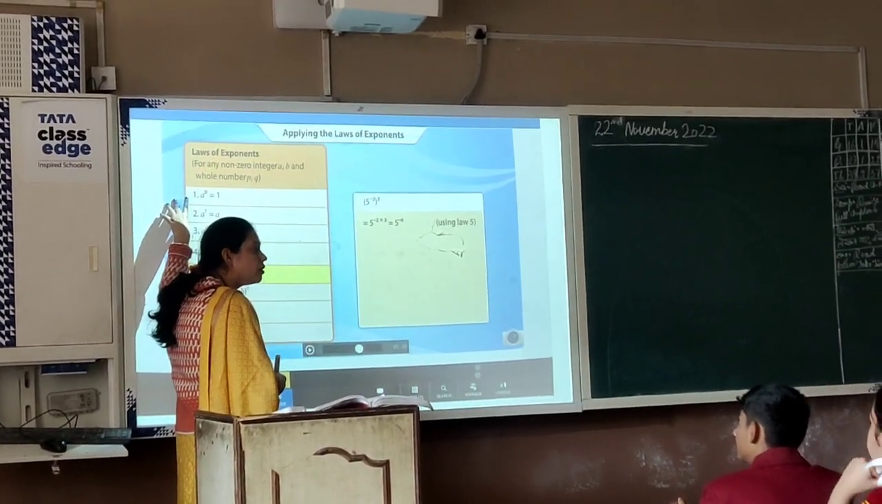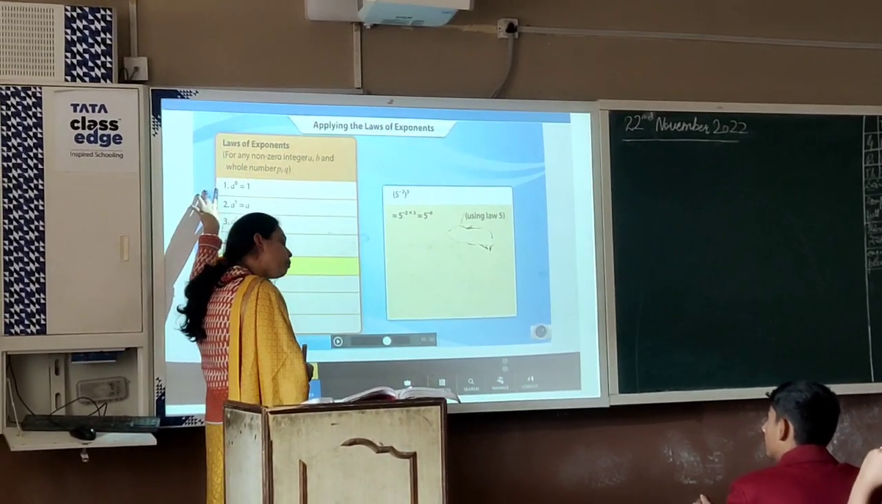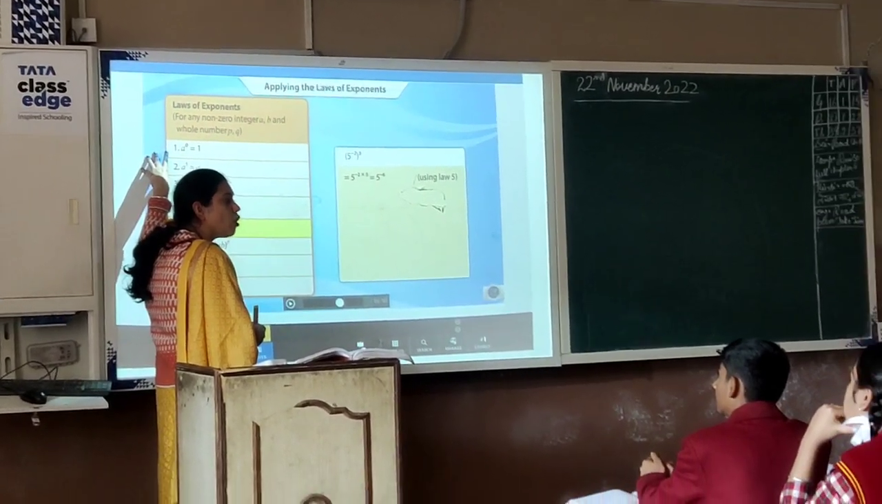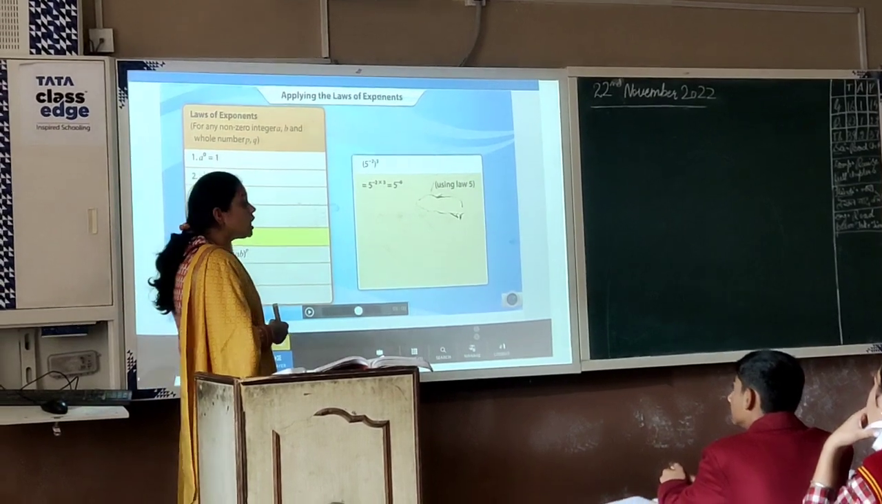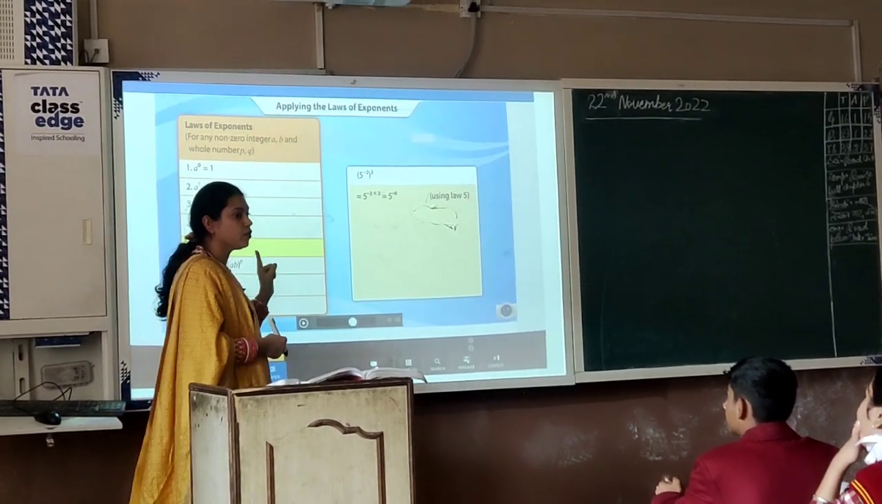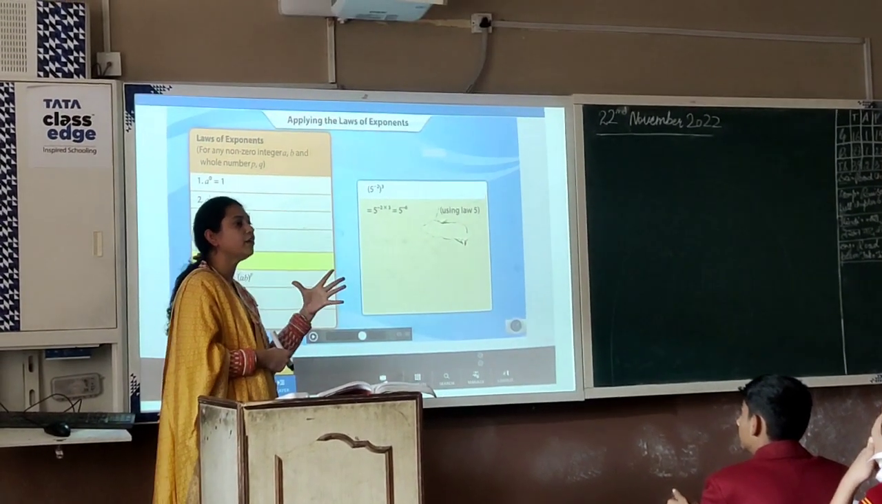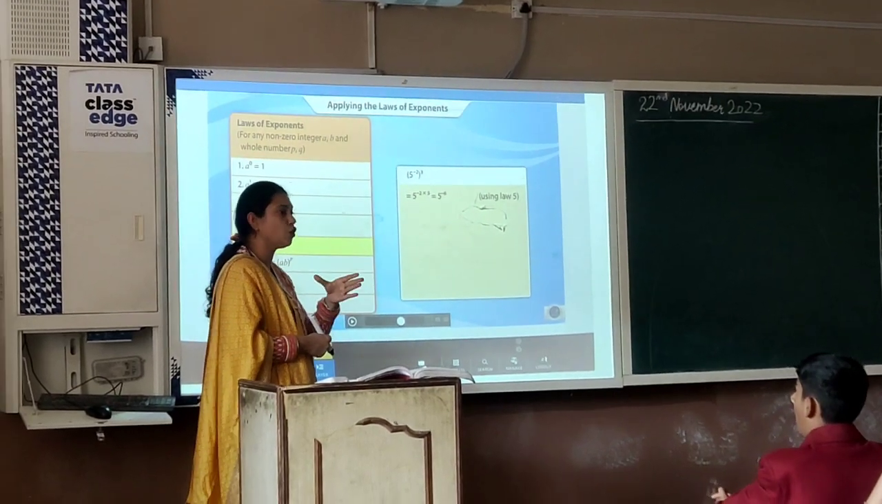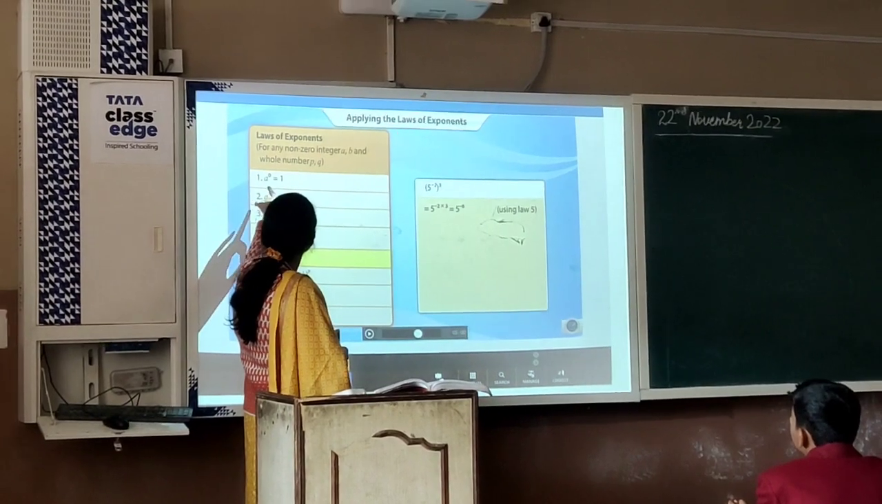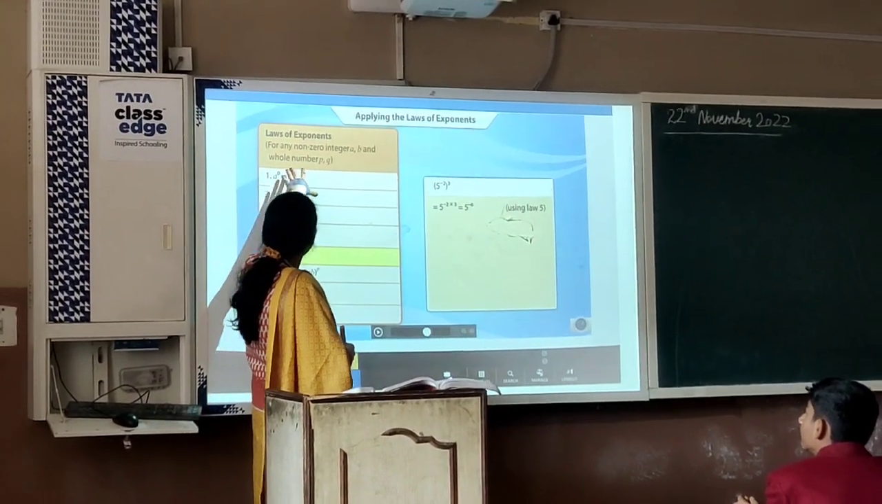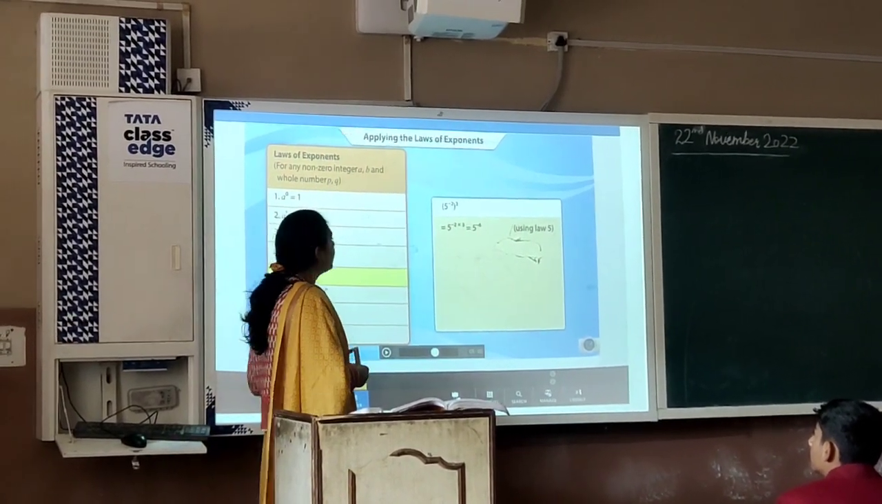Non-zero means all positive integers. Don't take negative. Okay, you know about integers? Positive, negative as well as 0. But they don't take as positive. Negative, sorry. All positive integers a and b and the whole numbers p and q.